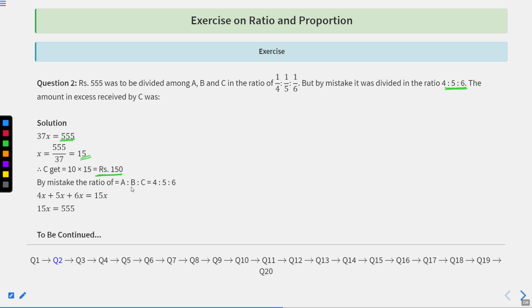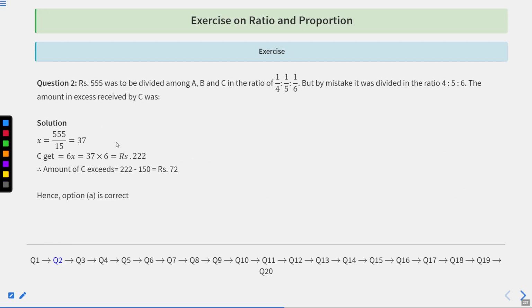By mistake, the ratio of A, B, C is 4 is to 5 is to 6. Then the total sum is equal to 15x, and 15x is equal to 555. So x will be equal to 37. So the money received by C is 6x, that is equal to 222 rupees. So he was to receive 150 rupees and he received 222 rupees. That means 72 rupees was given extra to C. So the correct option here will be option A.